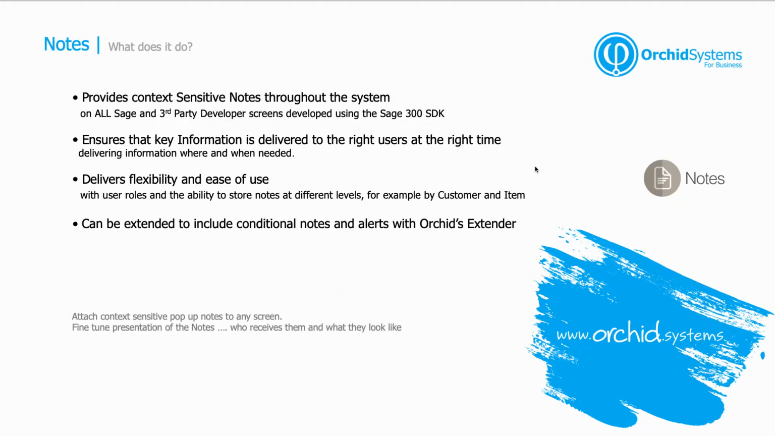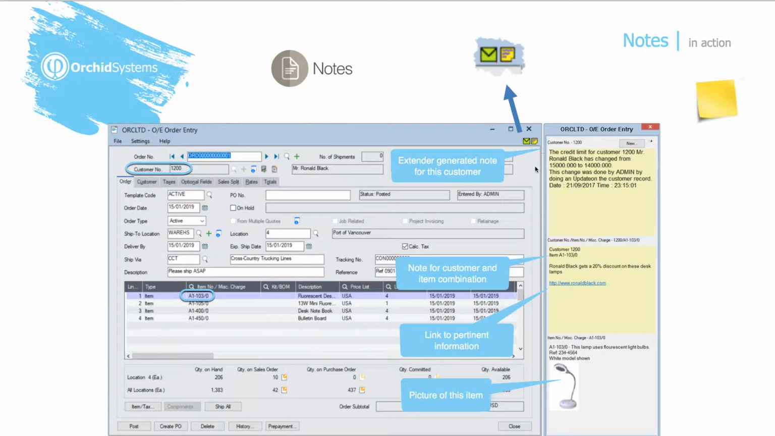What Notes lets you do is provides context-sensitive notes throughout the system for all Sage 300 screens, core module screens that is, and third-party screens developed using the Sage 300 SDK, ensuring that information is delivered to the right users at the right time, delivers flexibility and ease of use, and can be extended to include conditional notes and alerts with Orchid's Extender, which I'll be running through shortly.